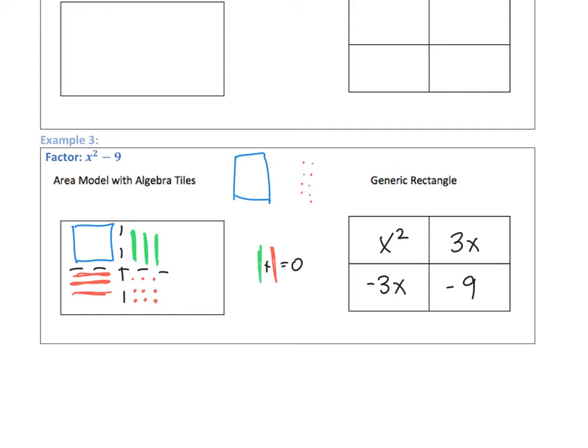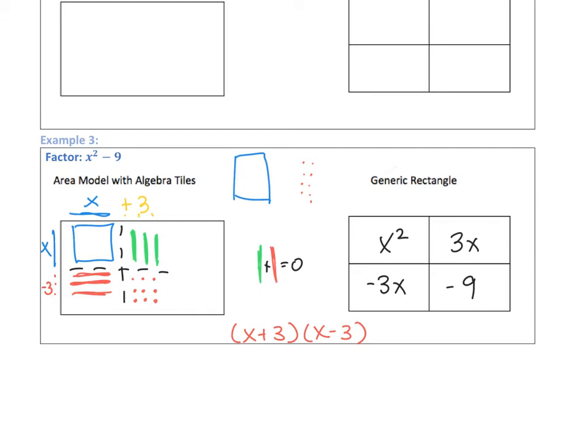So if I'm looking at the length and width of my rectangle, this is X. This is X. If I had my pieces up here, this would be +3. And this one would be -3. So my two factors are X +3, X -3.